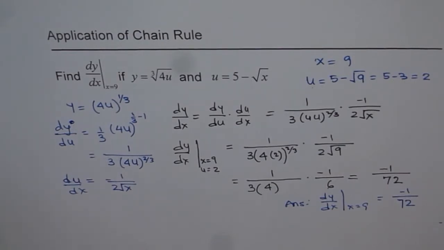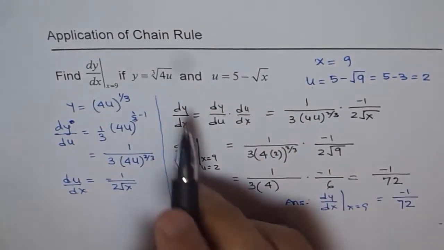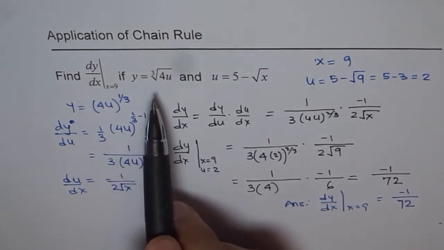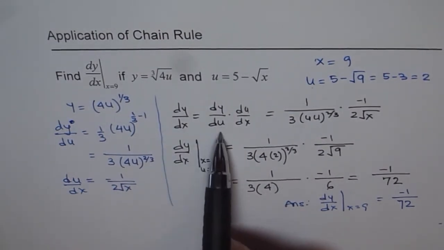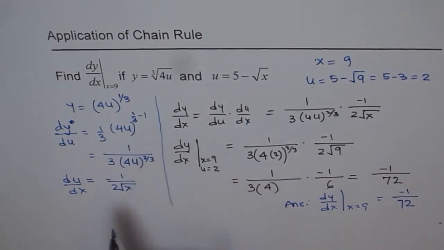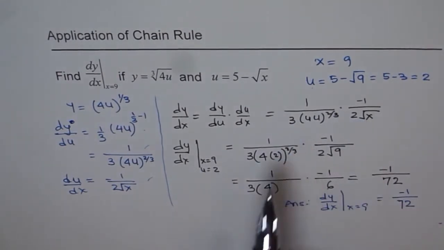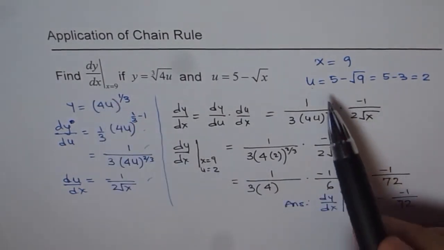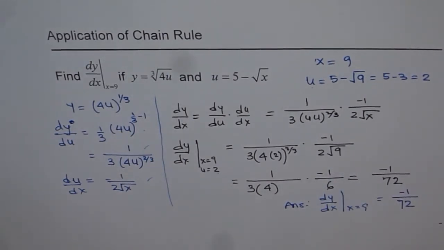So I hope you understand the steps. What we did was, first find dy/du and du/dx, right? It's a composite function. y is a function of u and u is a function of x. Since it is a composite function, we need to use chain rule: dy/dx equals dy/du times du/dx. So we had these values here, where we substituted. And then, since we need to evaluate dy/dx at x equals 9, and at x equals 9 we found u as 2, substitute those values and get your answer. That way you can solve such problems.